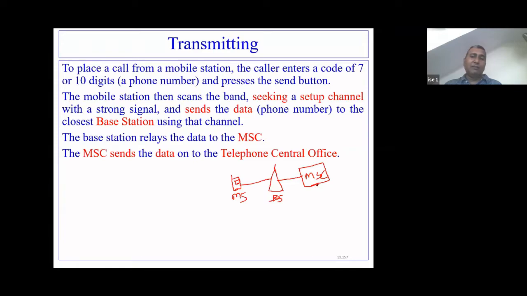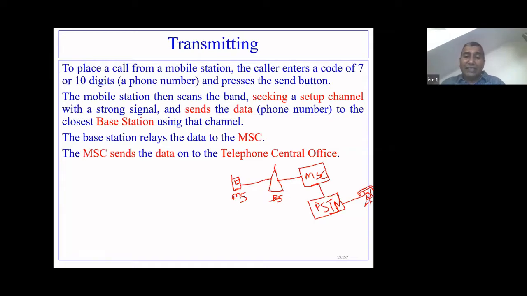If you are calling from a mobile station to a landline phone, this gets connected to the telephone network, which is called PSTN, the public switched telephone network, which gets connected to the landline phone. So this is how the whole connection is taken care of. So this is the landline and the mobile station.